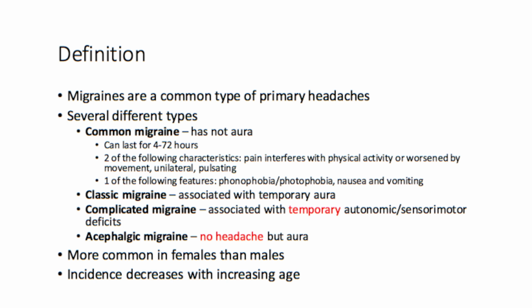A classical migraine is associated with temporary aura, and a complicated migraine is associated with temporary autonomic or sensorimotor deficits. Interestingly, acephalgic migraines are those migraines that are not associated with a headache, but patients experience an aura. Migraines, broadly speaking, are more common in females than males, and the incidence decreases with increasing age.